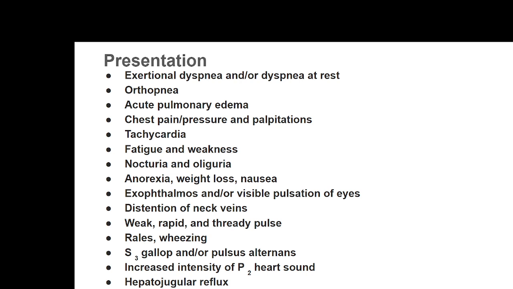Or in very advanced stages, the peripheral pulse could be thready or weak. On auscultation, S2 could be split, resulting in what we call the S3 gallop, or pulsus alternans and irregular arrhythmias could occur.